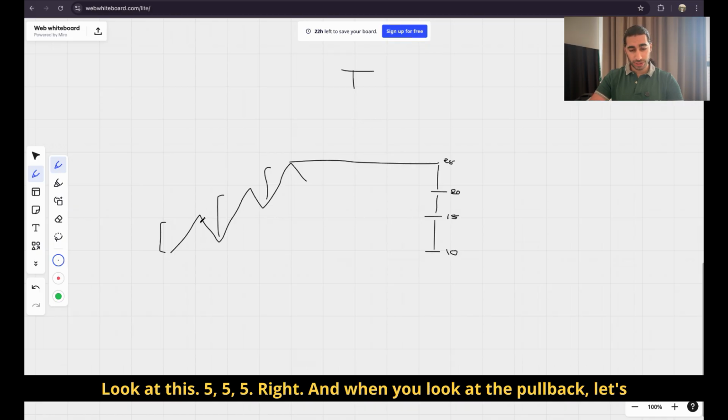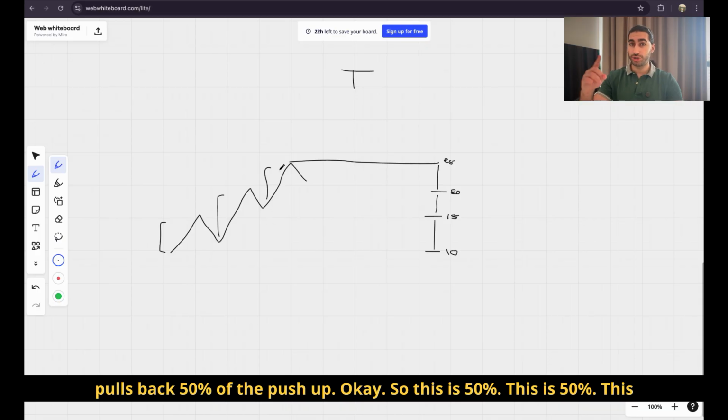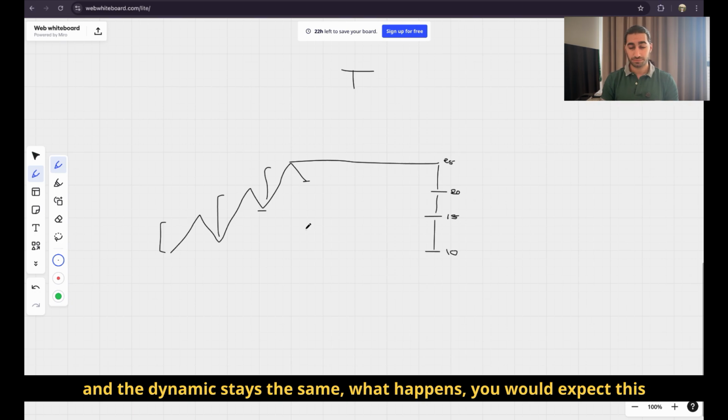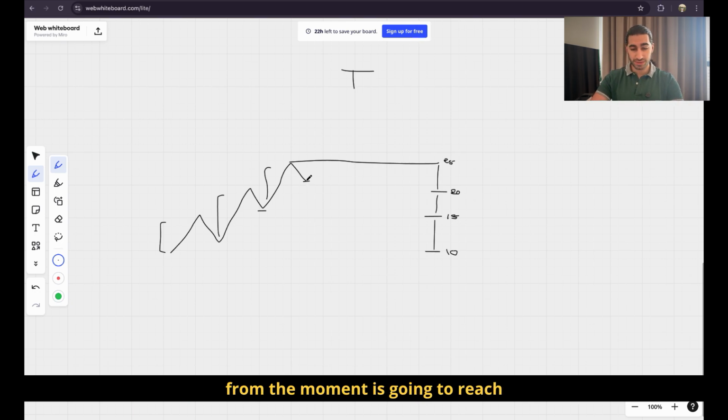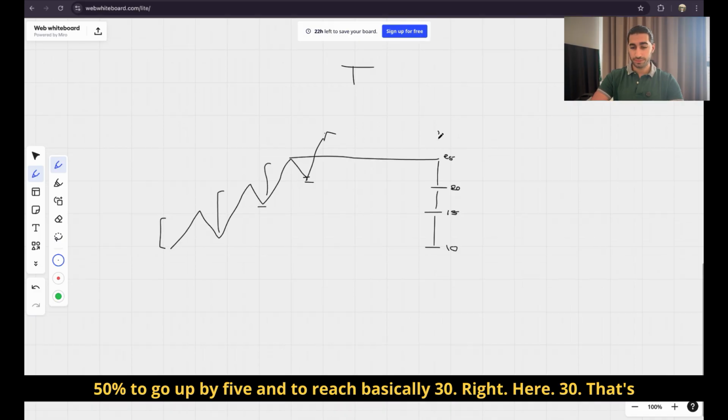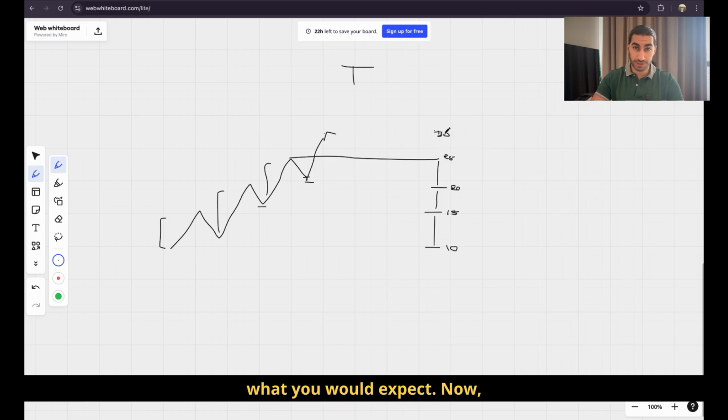And when you look at the pullback, let's say each pullback pulls back 50% of the push up, okay? So this is 50%, this is 50%, this is 50%. So if nothing changes and the dynamic stays the same, what happens? You would expect this from the moment it's going to reach 50% to go up by 5 and to reach basically 30, right? Here, 30. That's what you would expect.